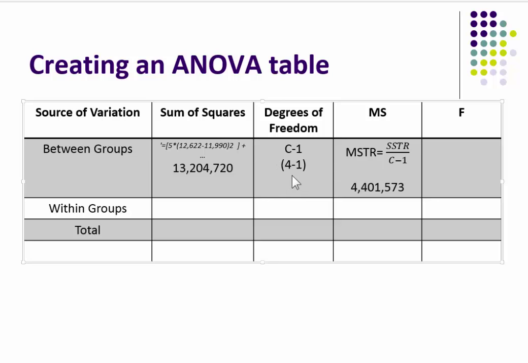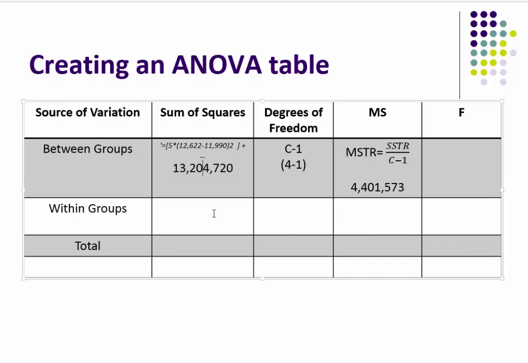This is the degrees of freedom. That is just C minus 1. So we had 4 groups, and we subtract 1 from that, then we get 3. Over here we have the MSTR, and the MSTR, just like we just did on the Excel spreadsheet, is the SSTR divided by C minus 1. So in our case it's 4,400,573. Now we're going to do the second group, which is going to be the within group.